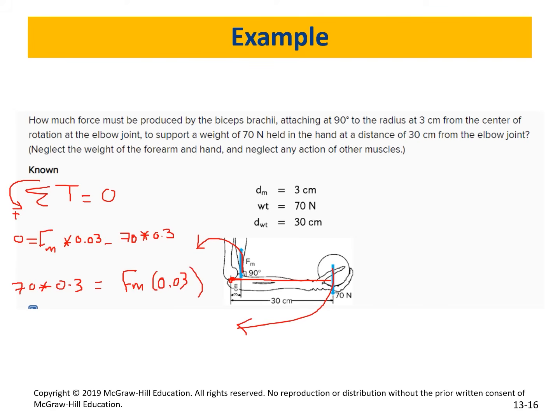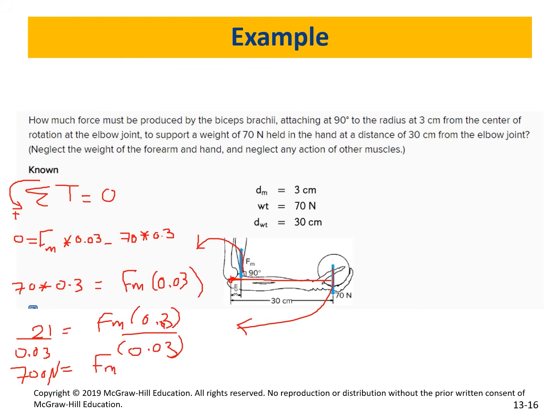So that's going to be 7, that's 21, equals Fm multiplied by 0.3. Divide each side by 0.03, sorry, right? 0.03, that the force is going to be 700. That's your force. Make sense? So that's how we use the torque in analyzing the human motion. That means that the biceps need to create 700 newtons in order to balance a 70 newton ball. Does it make sense? So that's a lot of force to be balanced because the moment arm is large.